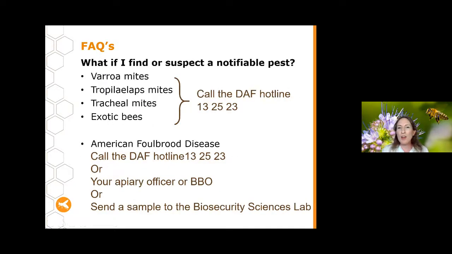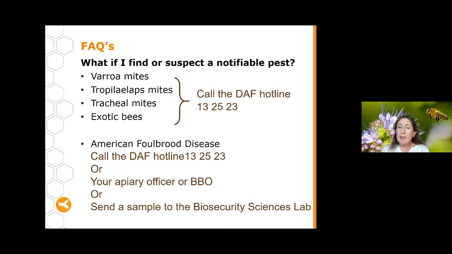What if you find or suspect a notifiable pest? So I've got some of the key ones listed here. In particular, we've got varroa mites, tropilaelaps mites, tracheal mites, and exotic bees. If you do find these in the hive, go ahead and put it in the portal, but we also want you to straight away call the DAF hotline on 13 25 23.